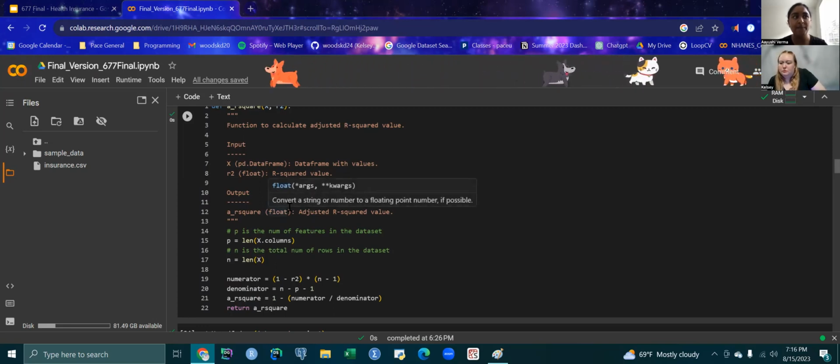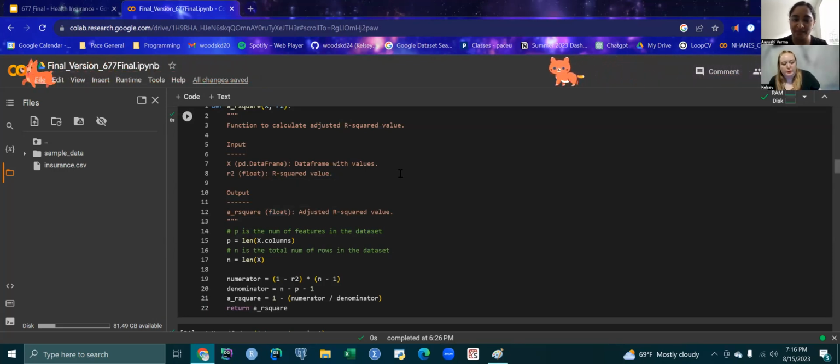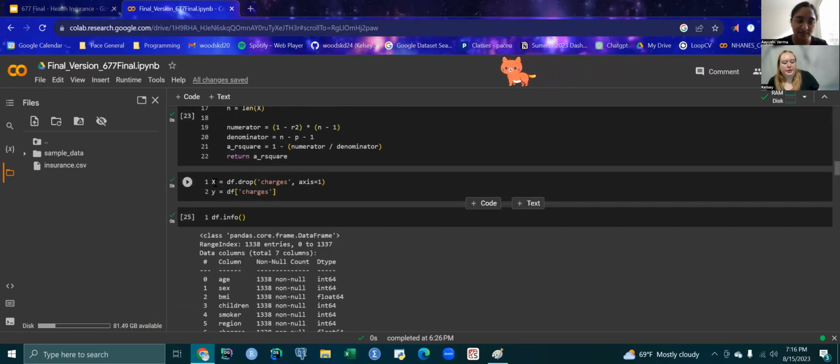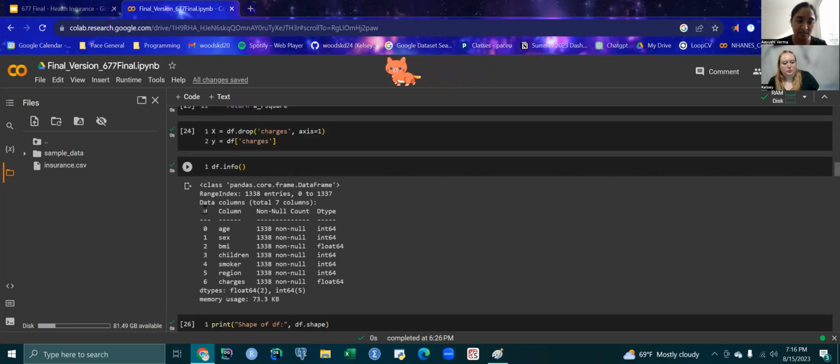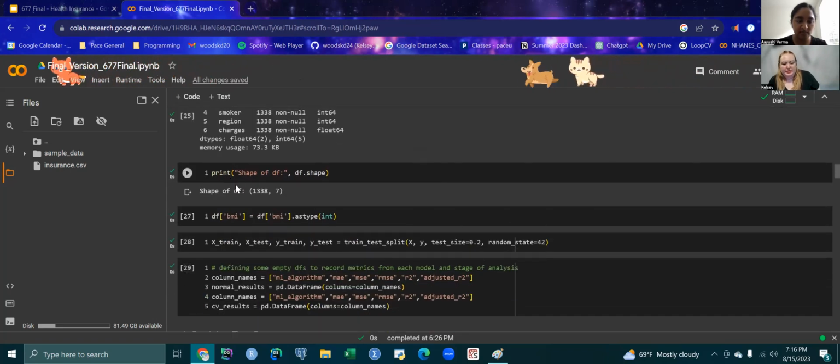It's a function that we wrote to calculate the adjusted R-squared, because scikit-learn has functions to evaluate the MSE, MAE, and R-squared, but not the adjusted R-squared. So that's why we wrote a custom function. We dropped charges for the X, kept it for the Y, so basically it's charges for the Y and the rest for the X, which is why it might be unbalanced. Looked at the info again. Shape is the same, which indicates everything's as it should be.